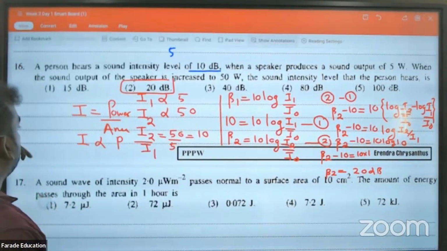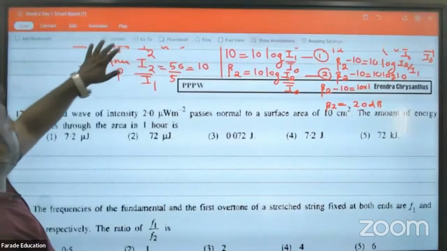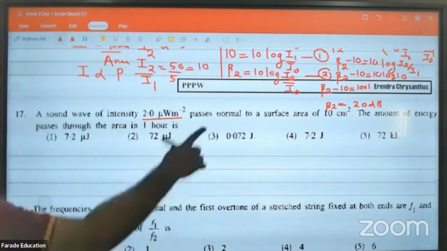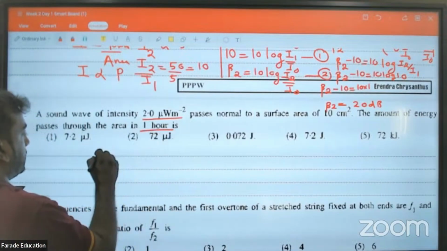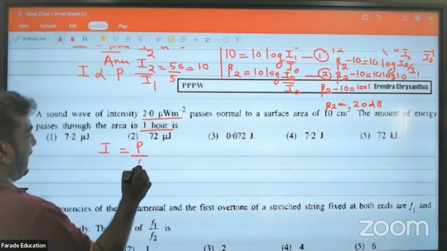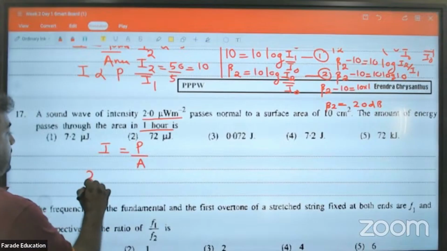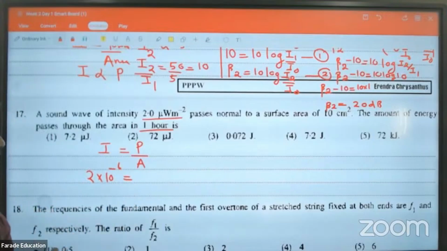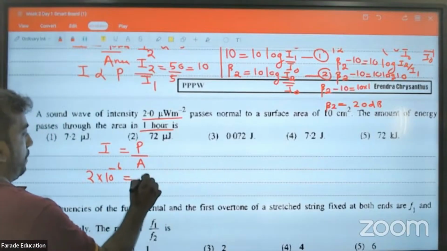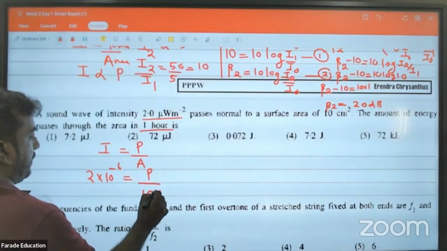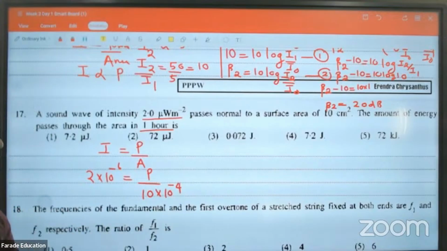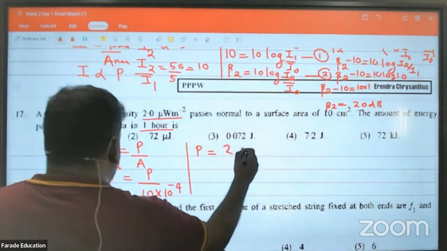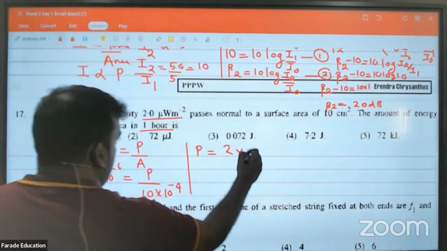Right. Okay, now next one. Sound wave intensity is 2 microwatt per meter squared. Area is given. What is the amount of energy passing in 1 hour? Intensity is power per area. Intensity is 2 microwatt per meter squared; convert microwatt to watt. Area is 10 centimeter squared; convert to meter squared. Cross multiply.